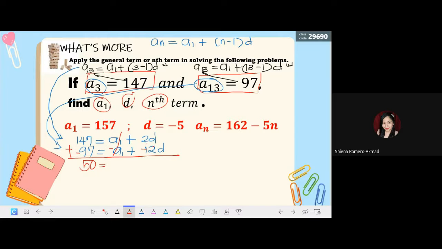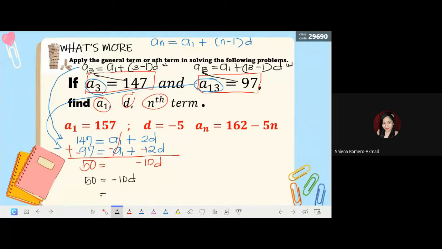We have 2D plus negative 12D. So, ano yung magiging answer natin dyan? 2 plus negative 12. Kasi alam na natin may D yan. 2 plus negative 12? Negative 10 po, ma'am. Correct. Negative 10. So as you can see, ang meron na tayo ngayon is 50 equals negative 10D.